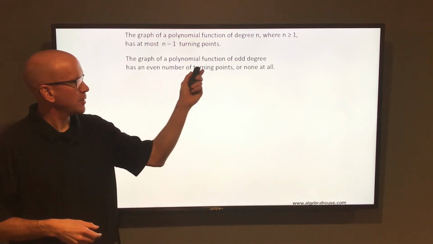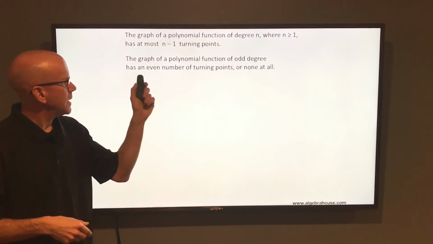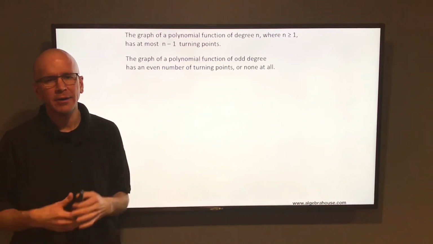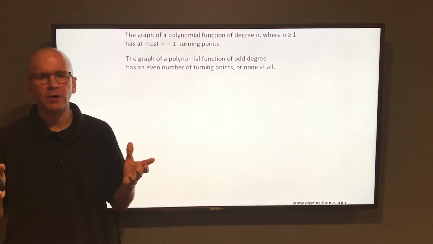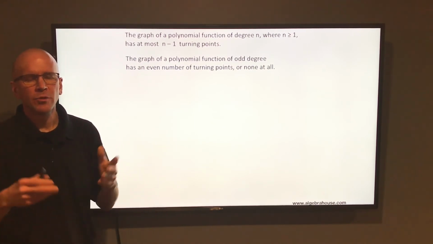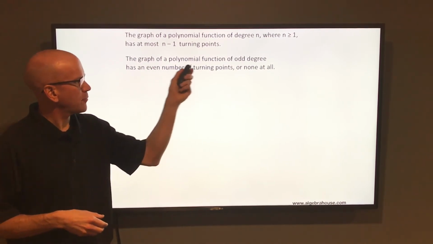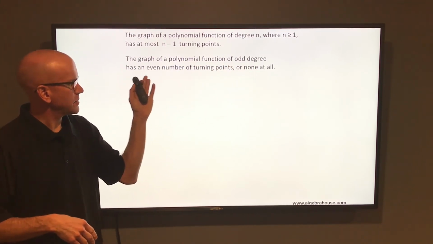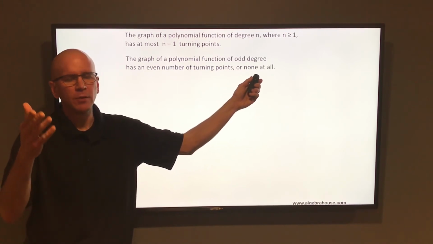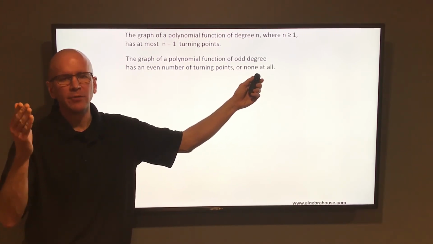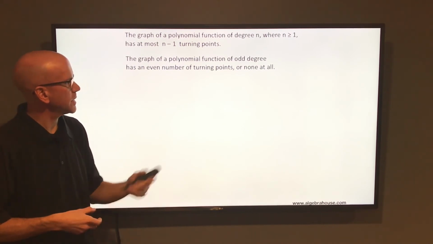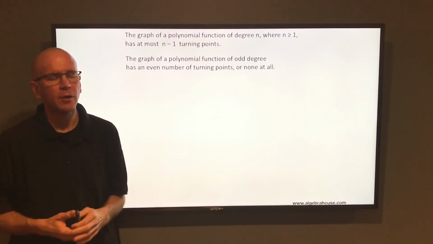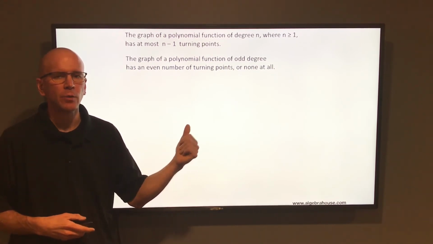The graph of a polynomial function of odd degree has an even number of turning points or none at all. So an odd degree function that you're familiar with is a linear function, a straight line, where the degree is 1. The graph of a polynomial function of odd degree, or degree of 1 as in that case, has an even number of turning points or none at all. So that linear function that we're talking about, a straight line, would have no turning points at all. So once again, an odd degree polynomial function has an even number of turning points or it could have none at all. We had a y equals x to the third earlier where it had no turning points.